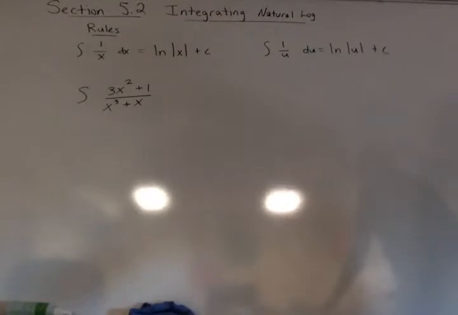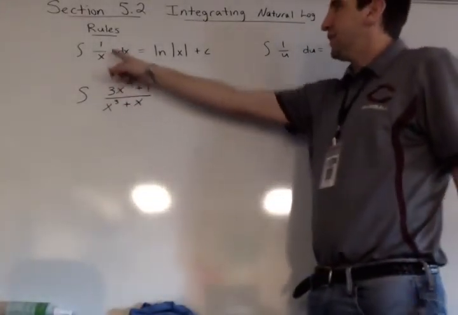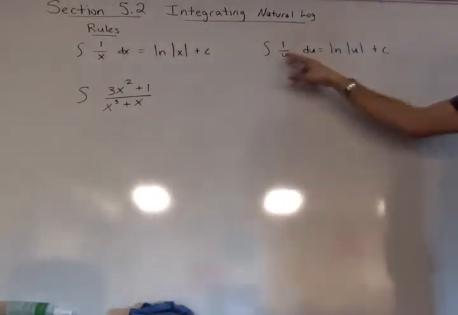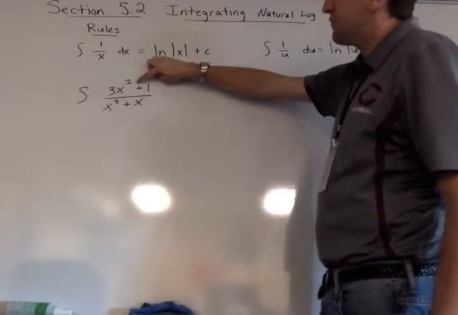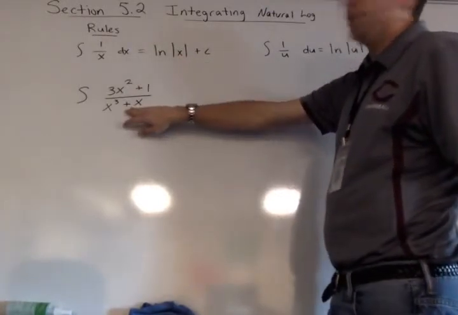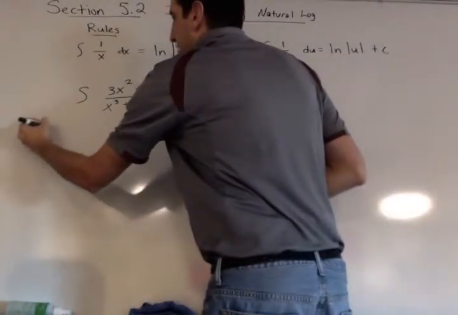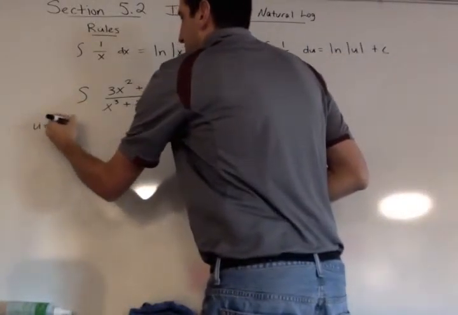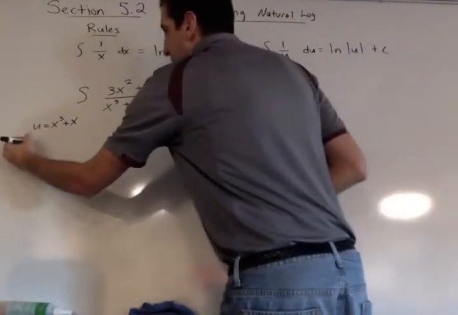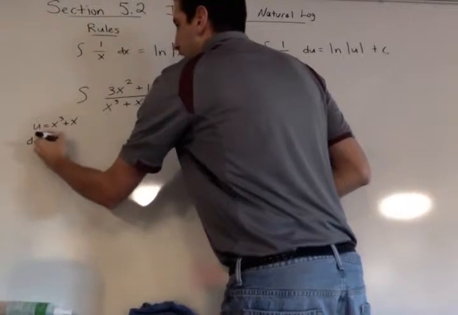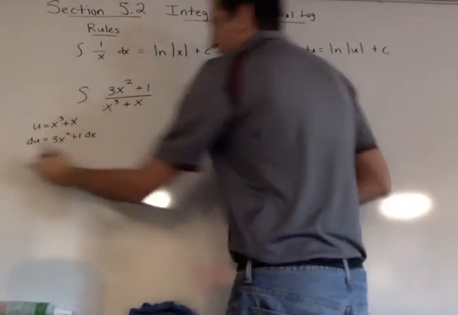You'll start to notice a pattern here. Because when it's 1 over x or 1 over u, that integrates to natural log, if the top is the derivative of the bottom, we want u to equal that bottom value. So here we're going to say that u equals x cubed plus x. And notice if I derive that in terms of x, we get the numerator, 3x squared plus 1 dx. Solve that for dx.